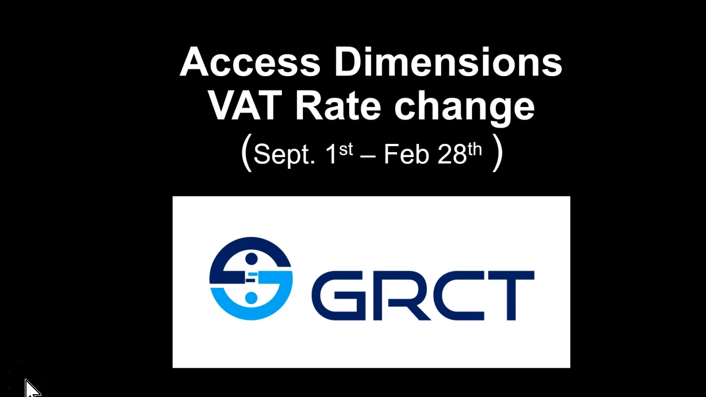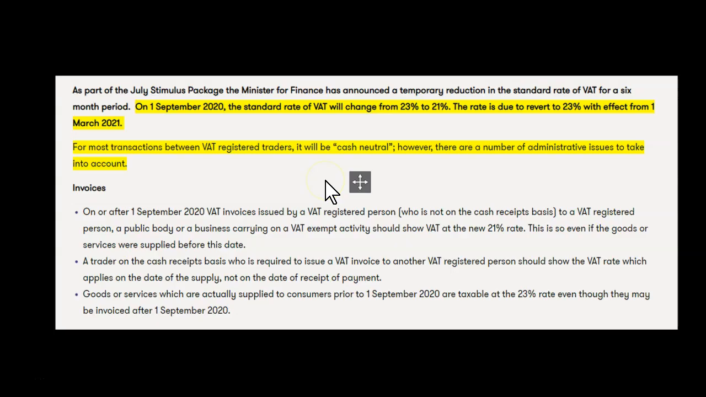Hi everyone. We have a new VAT rate coming into effect very soon. From September to February next, we have a VAT rate of 21%, a reduction from the standard 23 down to 21 for just the 6 months, and then back to 23% on the 1st of March. So how are we going to deal with that within Access Dimensions?